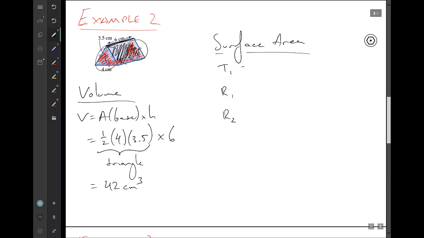For the triangle, we've already worked out the area. Or actually, no, we haven't. It was a half times 4 times 3.5. If you work that out, you should get 7 centimeters squared. The bottom rectangle is 4 centimeters times 6 centimeters, and I might just clear up this diagram a little bit because it's getting really, really messy.